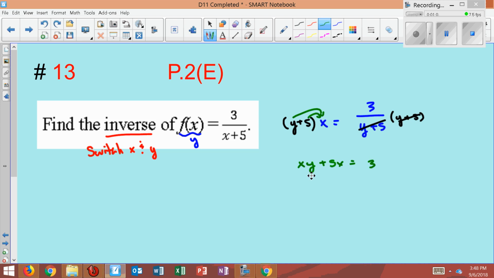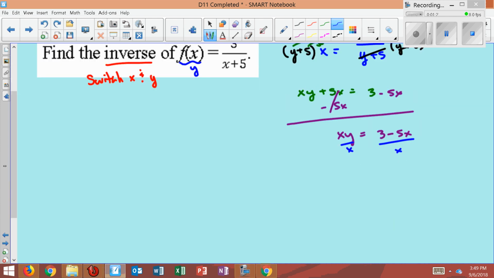Now I'm going to get the y by itself again. So I'm going to subtract 5x here, and I'll subtract 5x from over here. And that goes away. So now I have xy equals 3 minus 5x. Last step, to get y by itself, you divide by x. When you divide, you have to divide the whole side like this. Now this is f negative 1. That would be the terminology. Equals, and if you wanted to simplify.